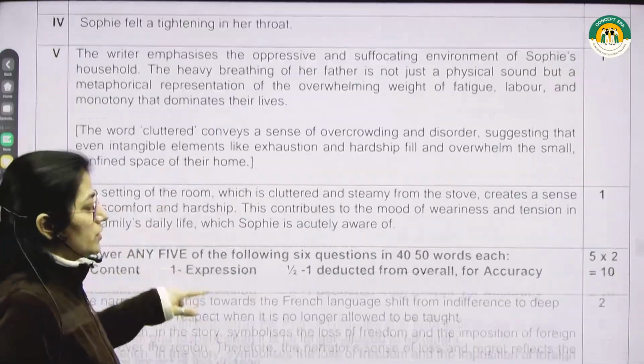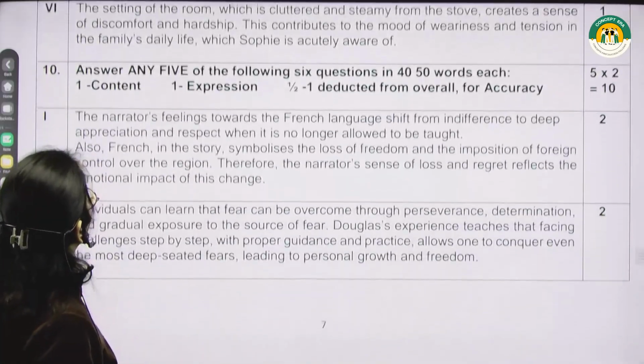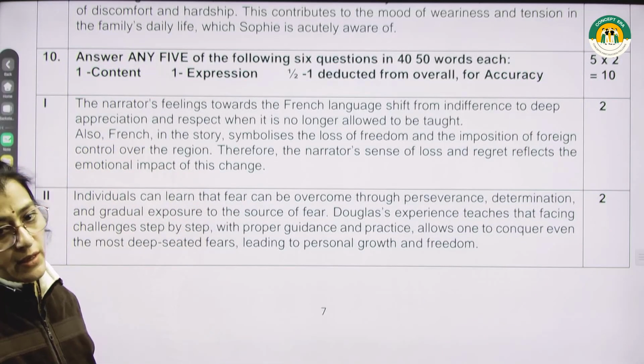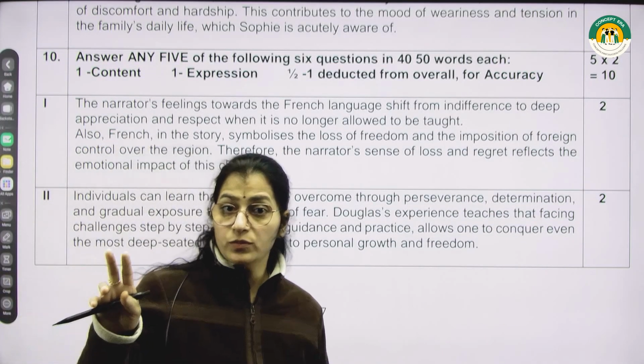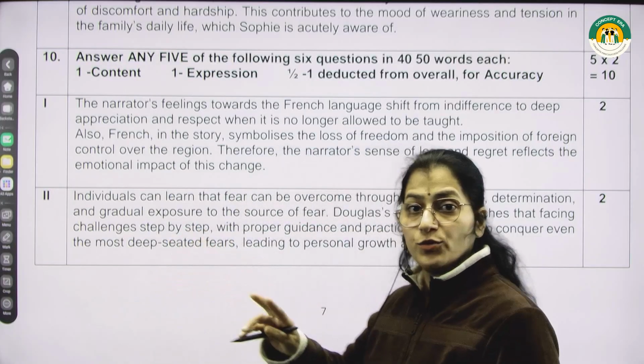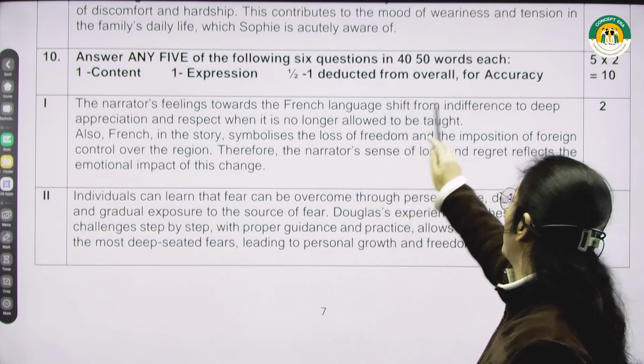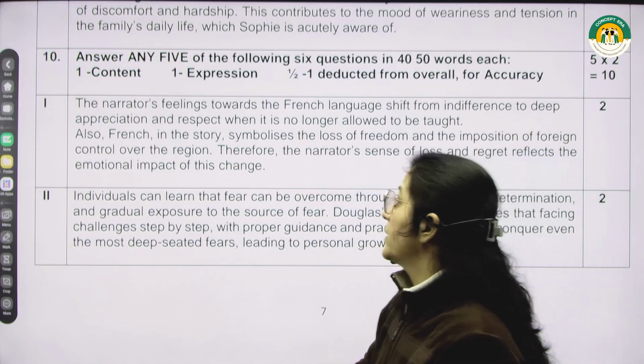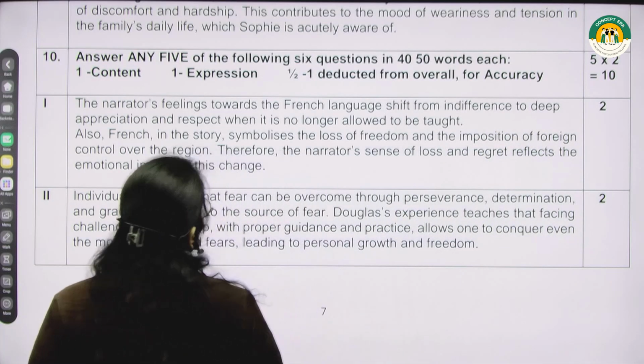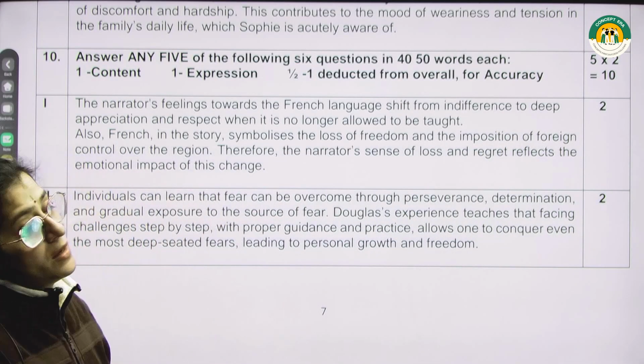Yes, here is question number 10. Answer any 5 of the following. Yes, 2 marks each question, right? In this extract, you will see that the narrator's feeling towards the French language shifts from indifference to deep appreciation and respect when it is no longer allowed to be taught.